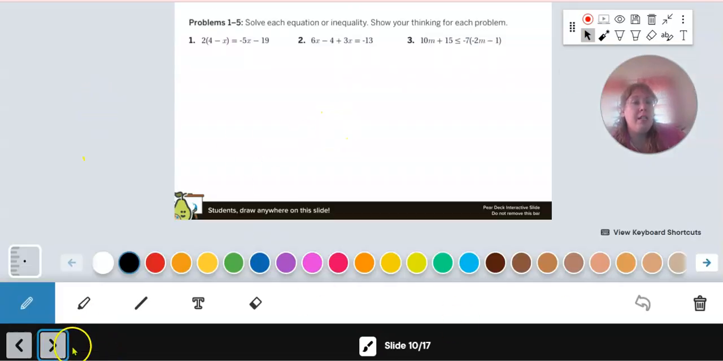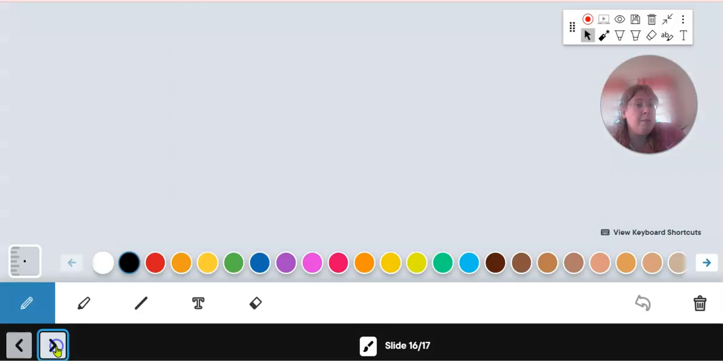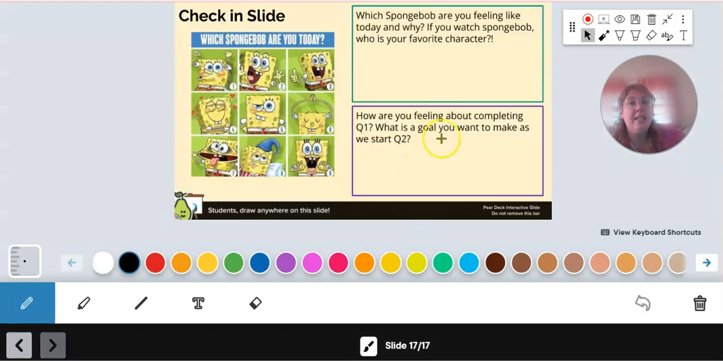As you continue, you're going to see some problems that are really similar to the ones that we just did, but you can get some more practice in. Try these ones if you want some more practice. And then at the end, there is a check-in slide. Make sure you're doing this check-in slide too.